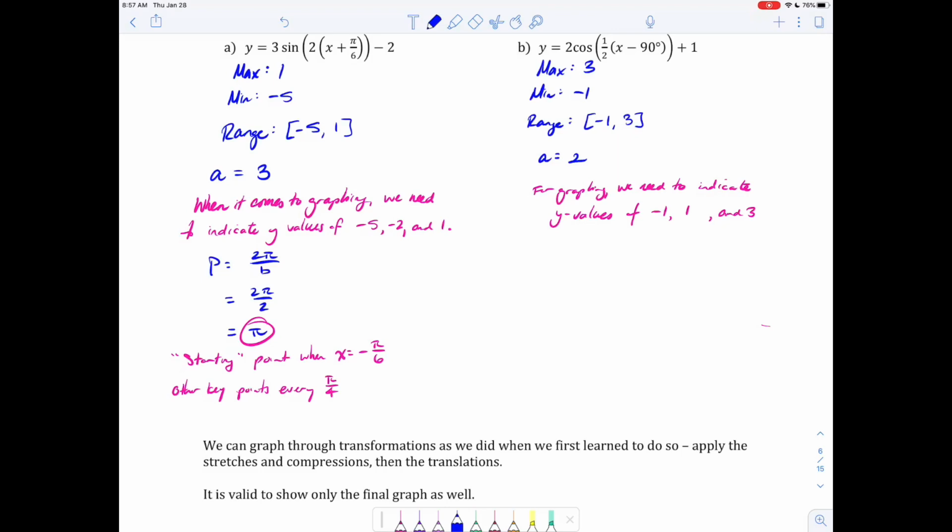Period is 2 pi over B, which is 2 pi over 1/2, which is 4 pi. What do we gain from that? We have what we can call a starting point. This thing is shifted 90 degrees to the right. And then we have other key points every quarter of this period, which is just every pi.